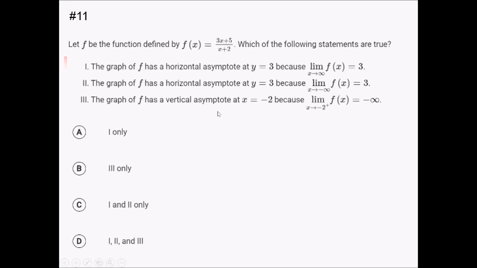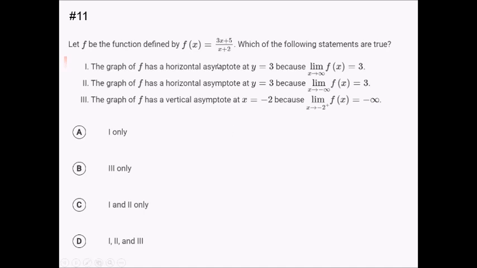For this problem, we're having this function f of x defined as 3x plus 5 over x plus 2. We want to know which of these statements is true. So the first two statements talk about horizontal asymptotes as we go to the right and the left, both at y equals 3. The third statement's talking about a vertical asymptote at x equals negative 2 because we have an infinite limit as we approach negative 2. Okay, so let's analyze these one at a time.